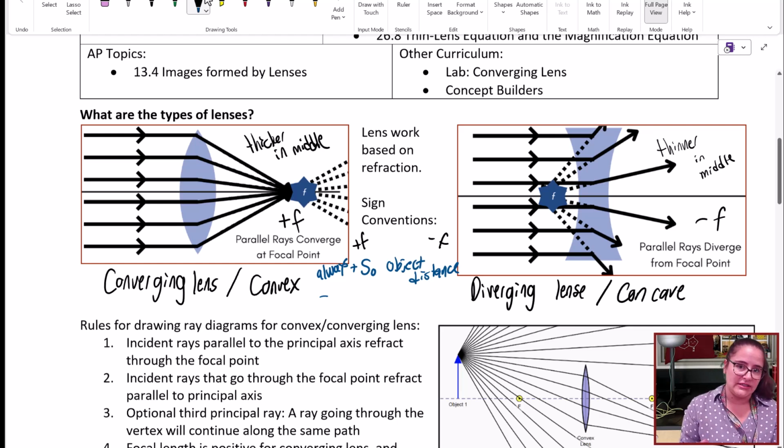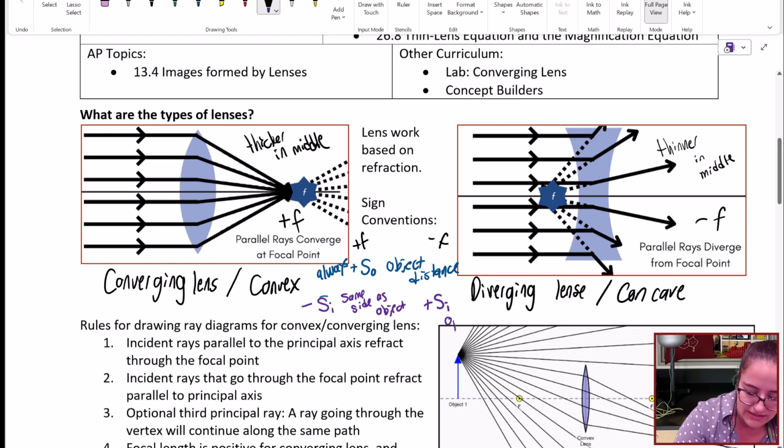Now, for our image distance, it's a little bit different, okay? We will have a negative image distance if it's on the same side as the object, okay? And a positive image distance when it's on the opposite side. I tend to think of it as it's positive if it's kind of where you expect it to be. When we look at a mirror, we expect the image to reflect on this side, so that's the positive side. But if I'm looking through a lens, like my glasses here, I expect the images to be on my eye, on the opposite side of the lens. So that's defined as the positive side for our images.